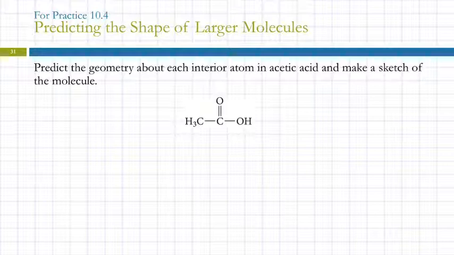Predict the geometry around each interior atom in acetic acid and make a sketch of the molecule. I wouldn't do this on an exam, but it could happen on a worksheet. This CH3, or H3C, tells me there are 3 hydrogens bonded to that carbon. A lot of times we don't just draw that because it gets really messy.